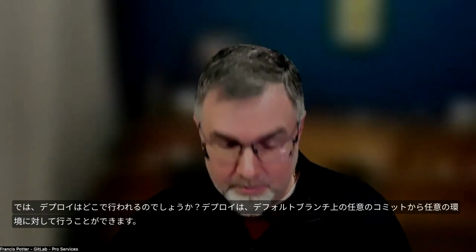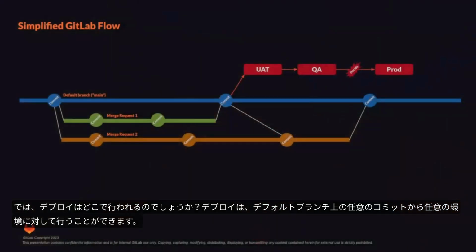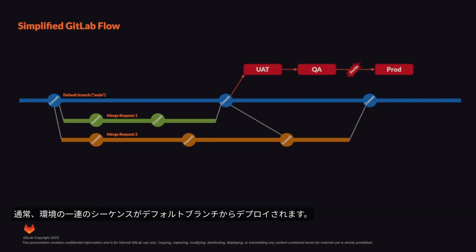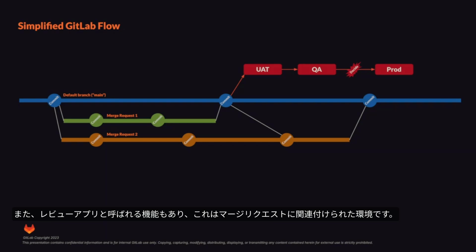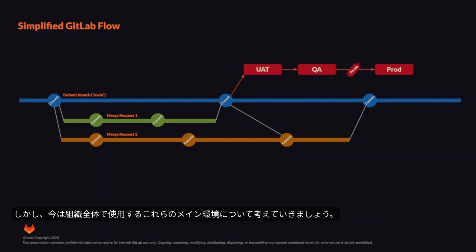So then where does deployment happen? Deployment can happen from any commit on the default branch to any environment. Usually a sequence of environments are deployed from the default branch. So these are long-running environments like UAT, QA, and even prod. They're deployed from the commits that have been merged on the default branch. We also have a capability called review apps, which is environments associated with merge requests. But for right now, we're just going to think about these main environments that you use throughout your organization.